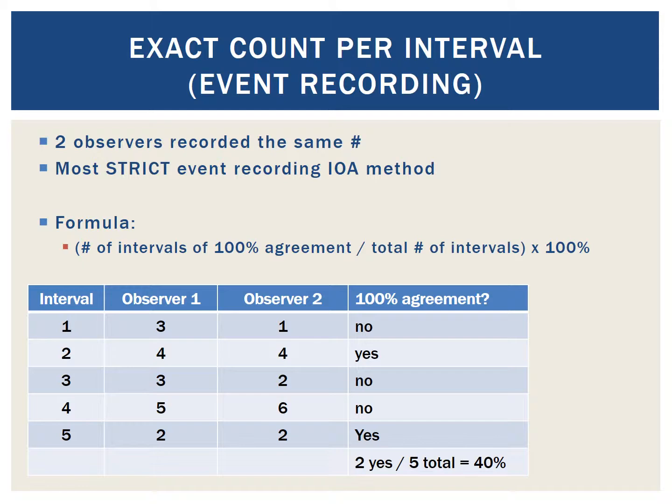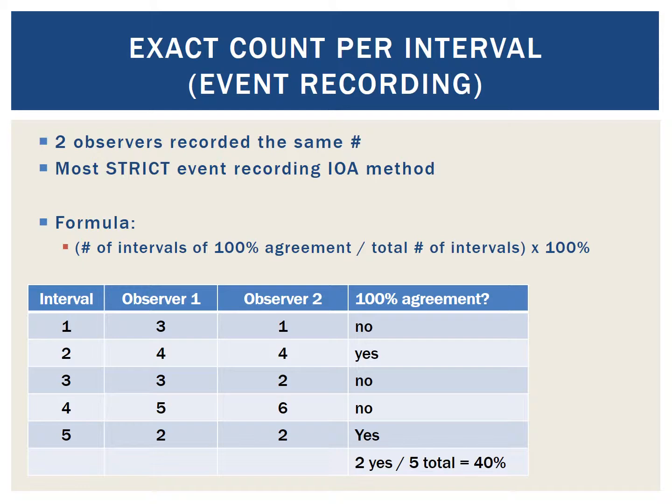So what you do with this is you take an observation period, a period of time, you break it down into intervals. So in this case we have 5 intervals. Let's say that each of these intervals is 10 minutes. So this is a 50-minute class period. And observers record frequency within each period of time. So within the first 10 minutes, observer 1 recorded 3, observer 2 recorded 1, and then in the second 10-minute interval, observer 1 recorded a frequency of 4, and observer 2 recorded a frequency of 4.